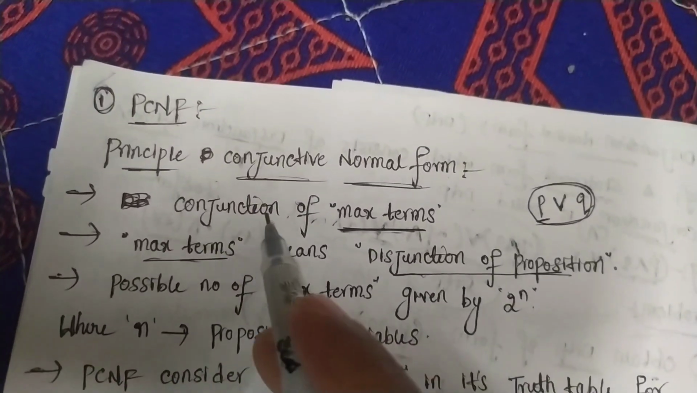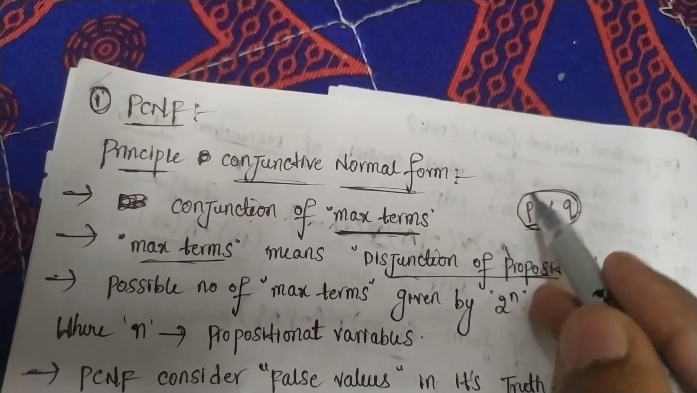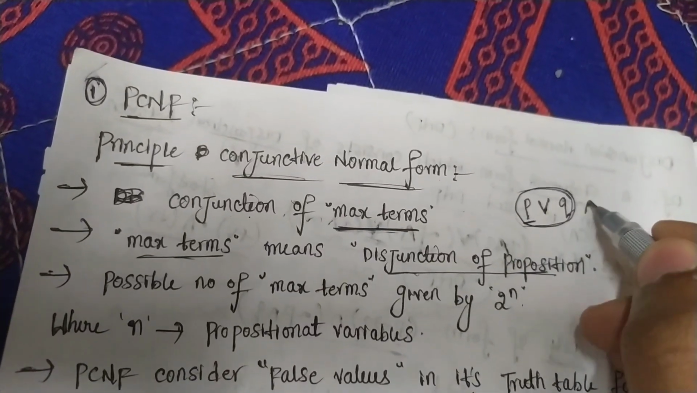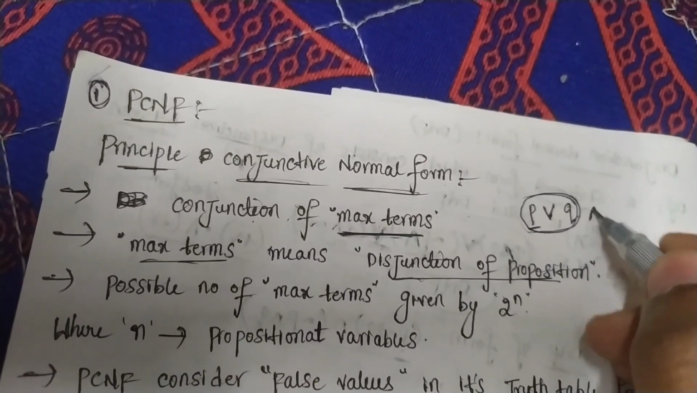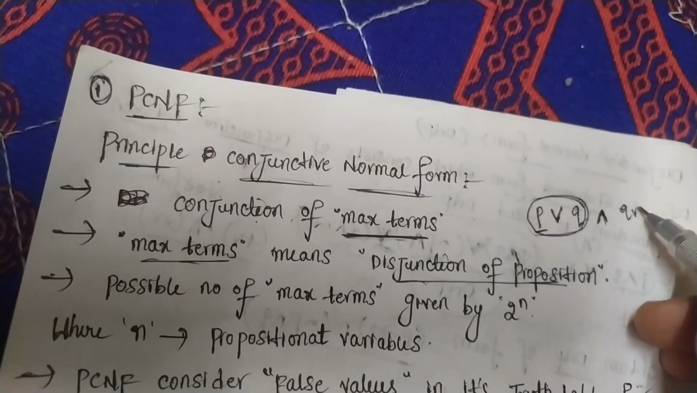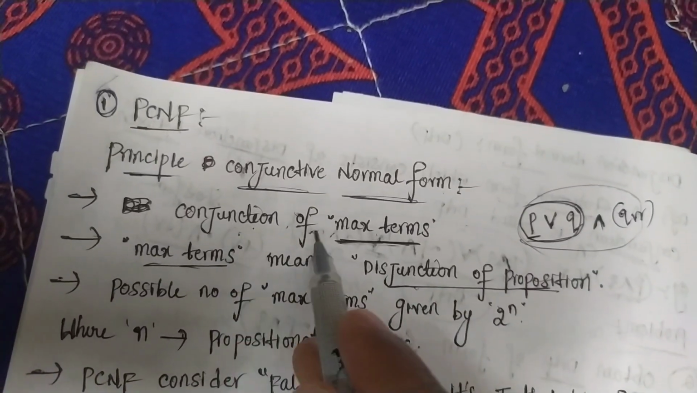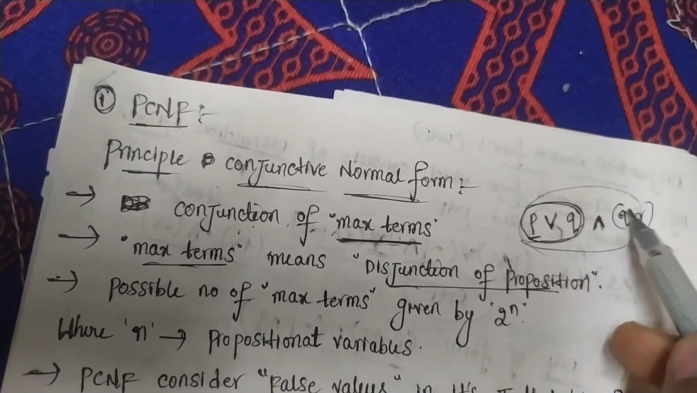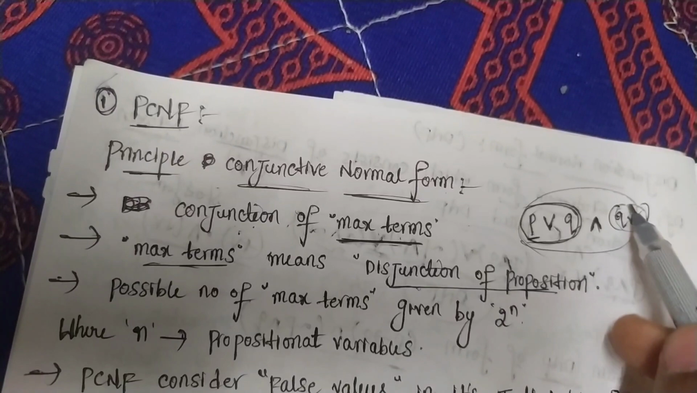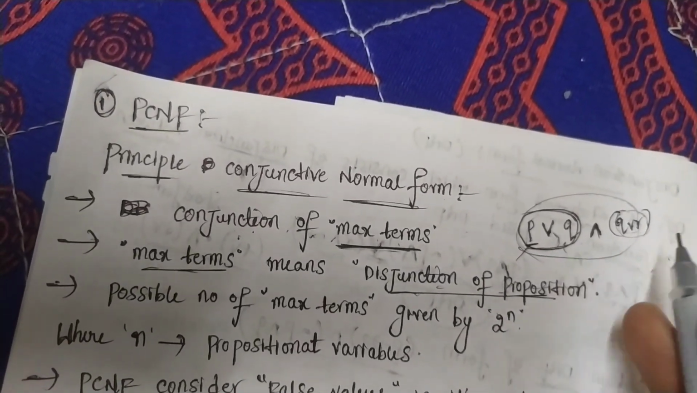Conjunction of max terms means that in between these disjunctions we have to put the and symbol, that is conjunction. This whole compound statement is called a conjunction of max terms, and these two parts are called max terms. Max term means disjunction of propositions. Propositions mean the P and Q values.